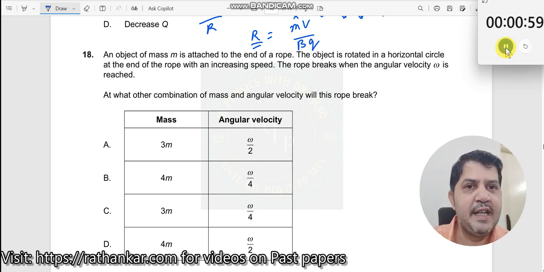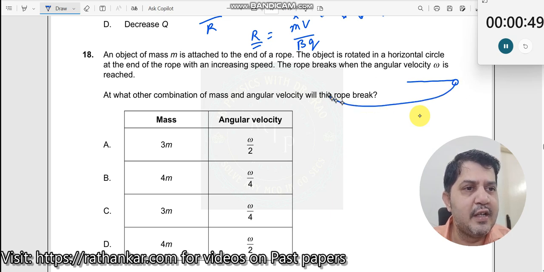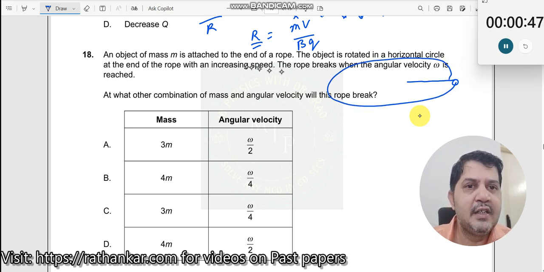Question number 18. A particle of mass m is attached to the end of a rope. The object is rotated in a horizontal circle. The end of the rope is increasing speed. Now you are increasing the speed.